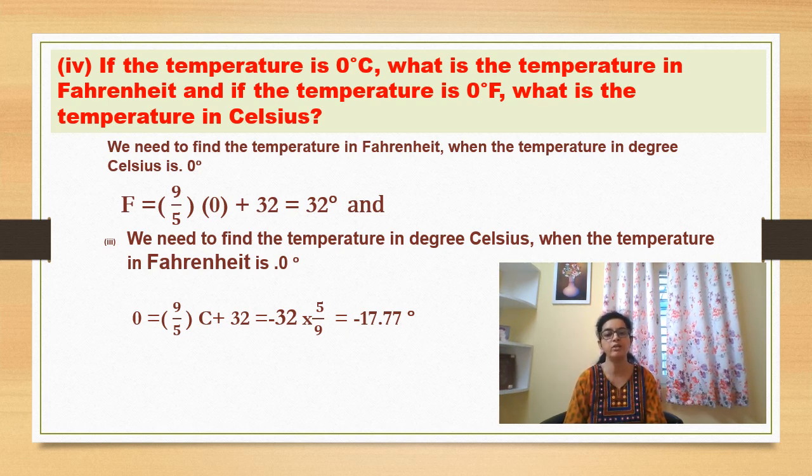And here its value is in decimal. So you have to do certain calculations, divisions. And on dividing, you will get a decimal part also, 0.77. So the answer is minus 17.77 degrees, which is in Celsius, because here we have found out C.